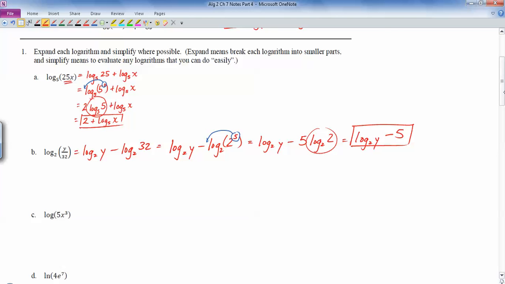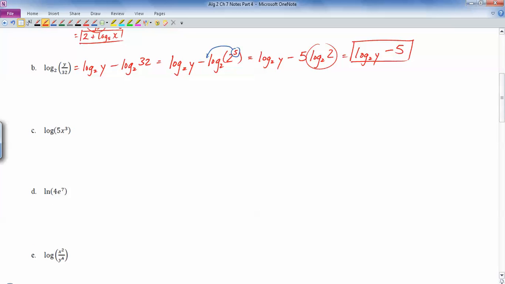Yeah, let's take a look at the next one. So it's another product. No base is listed, so it's base 10, but we can just leave them off. So it's log of 5 plus log of x cubed. So again, we've got a power. That power can come down in front. So that's going to become log 5 plus 3 log x.